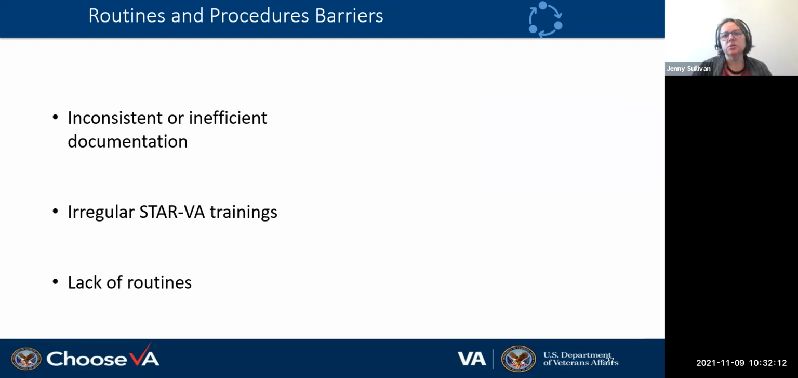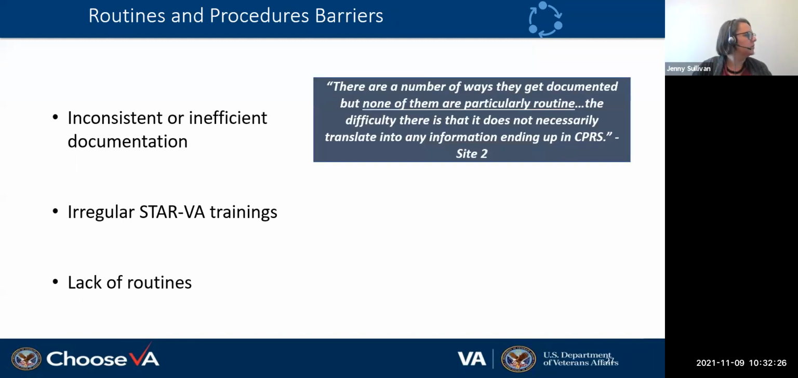Within routines and procedures, there were 3 barriers. 5 sites faced challenges with routine documentation of STAR VA, with various templates for behavior or other forms in the electronic medical record. And a quote here was, there are a number of ways they get documented, but none of them are particularly routine. The difficulty there is that it does not necessarily translate into any information ending up in CPRS, which is the electronic medical record.